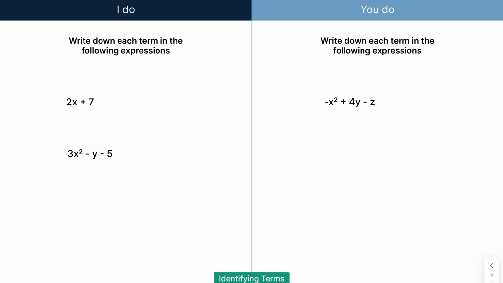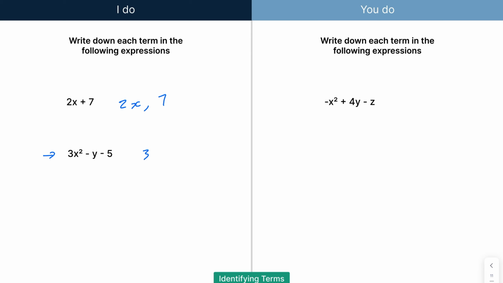And now moving on, we're going to identify terms. So here we've been given two expressions. So if you start off by looking at this expression here, the terms in this expression are 2x and 7. Notice I'm using a comma to separate the terms. Okay, so this expression has 2 terms. This expression has 3 terms.